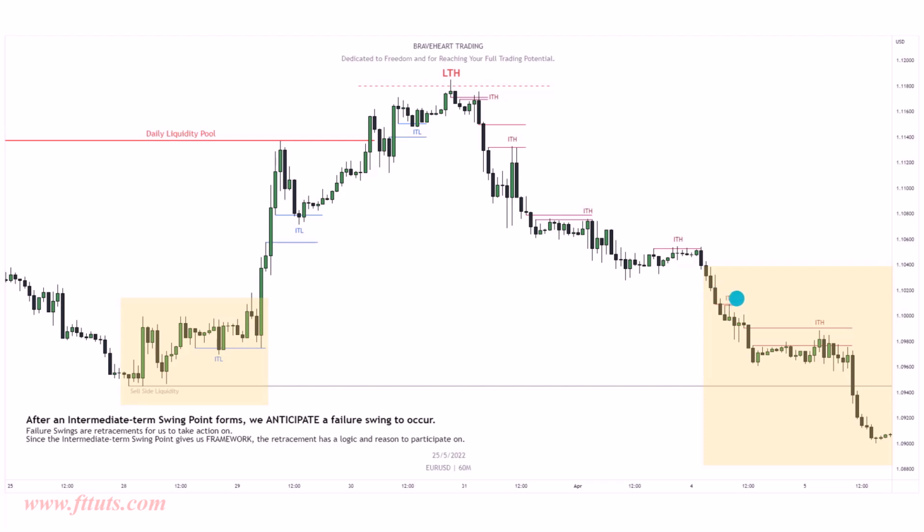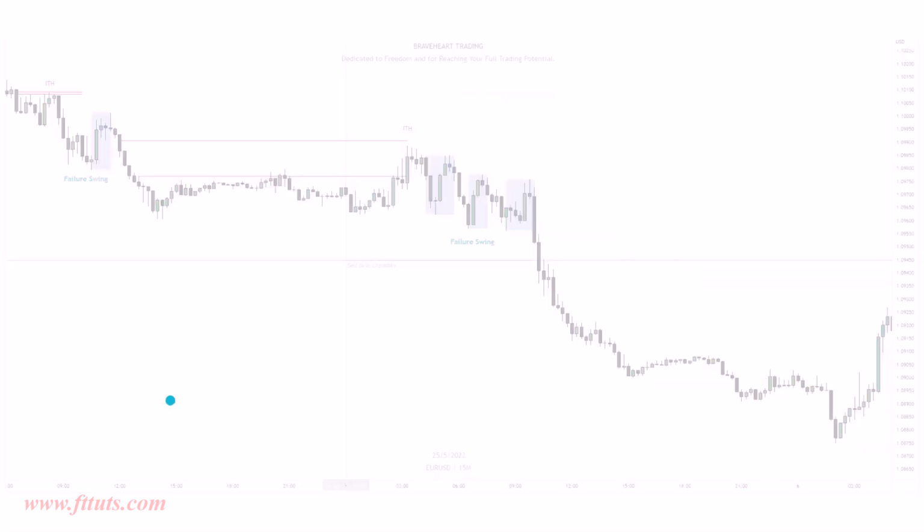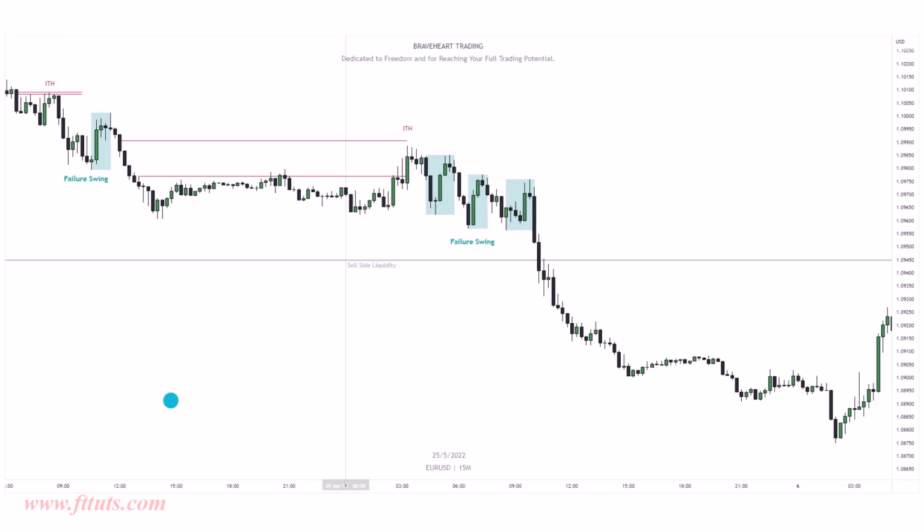So our framework is within this high to this low, or if we're keying off this, our framework is from here to here. You can see every intermediate term high that forms and breaks lower, we can anticipate a failure swing as a retracement, and those retracements, these failure swings, are opportunities for us to take action on. Since the intermediate term swing point gives us framework here, the retracement has logic and reason to participate on.